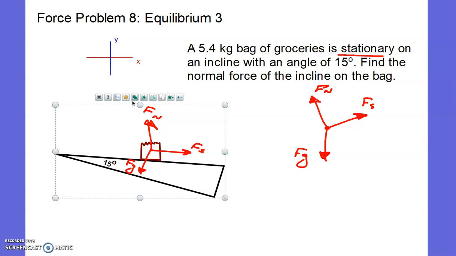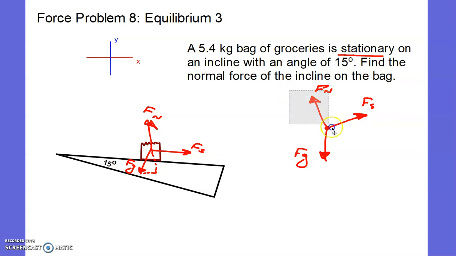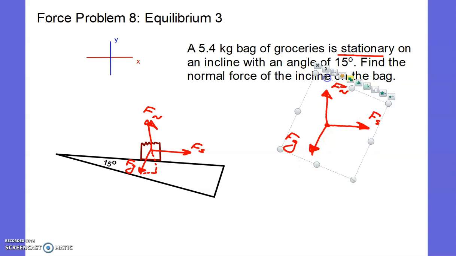In this situation, it's the gravitational force that is going to have to be broken into its x and y components. The trick to this is to make it so that we only have to break one force into its x and y, not two of them. So it's going to make it easier for us later on. I'm going to now rotate this free body diagram so it looks like this instead.